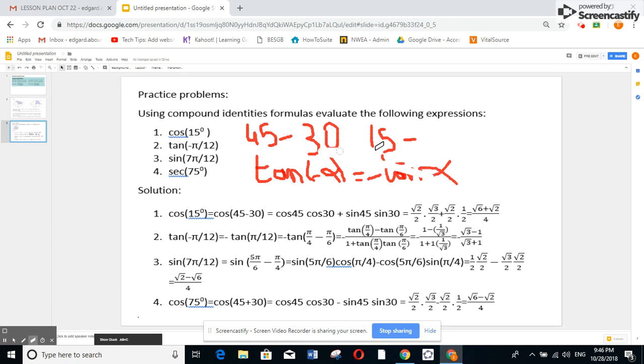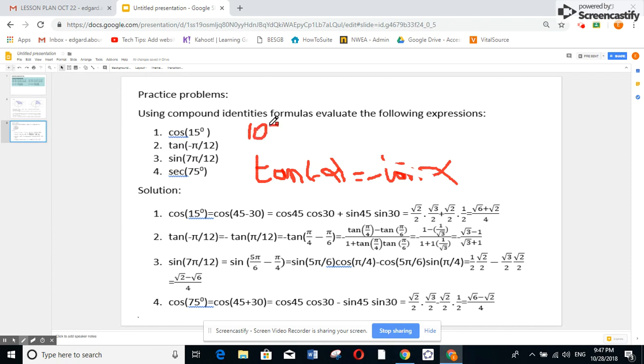I have 7 pi over 12. Concerning 7 pi over 12, as I said before, many find difficulties with pi. So pi over 12 is 15 degrees. So 7 times 15 is 105. So you can ask yourself: you can have infinitely many ways of finding 105 degrees.